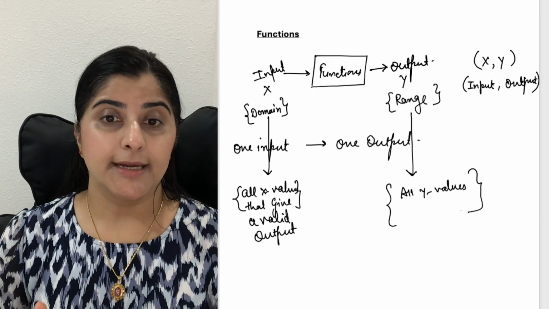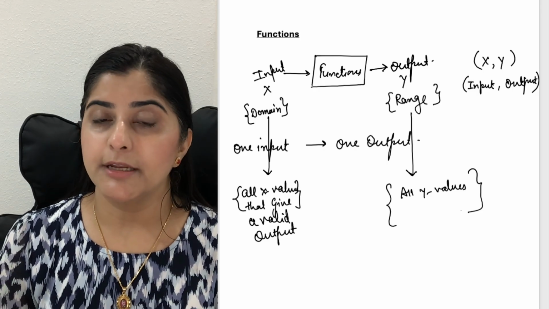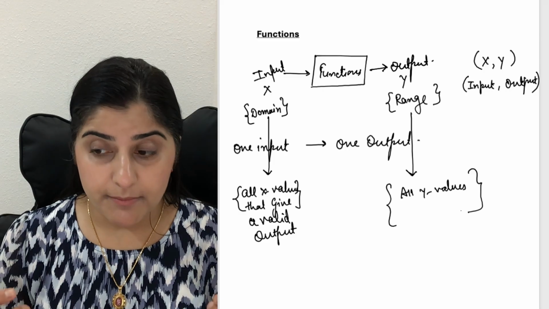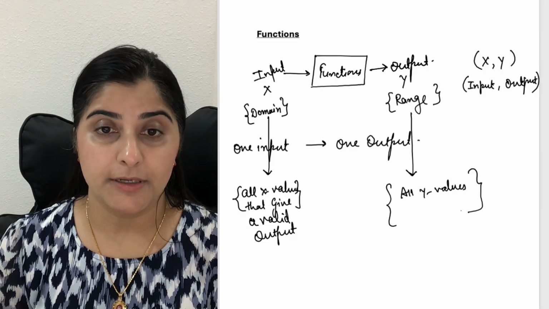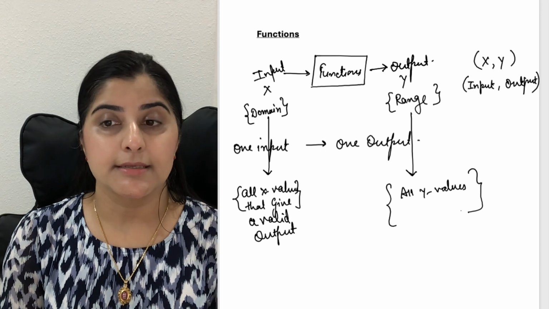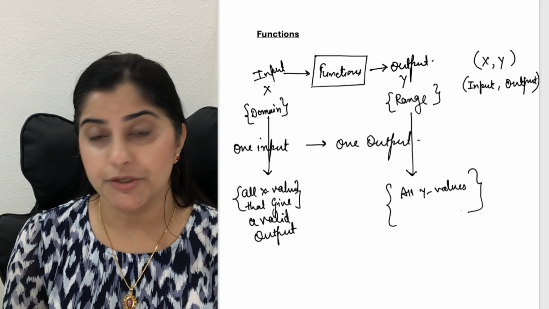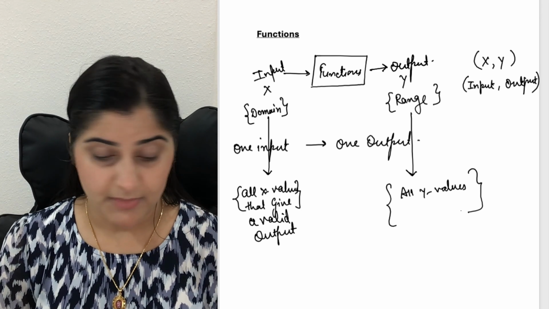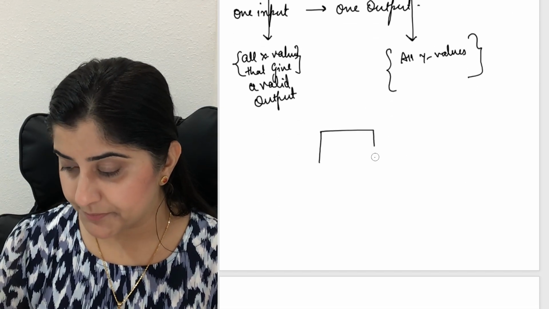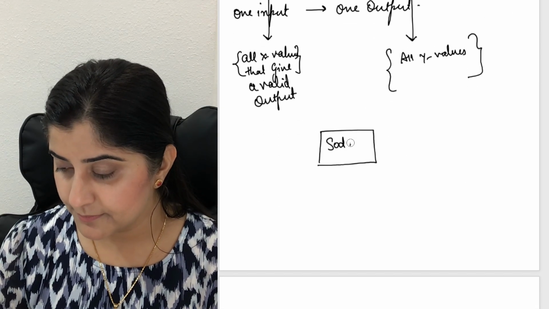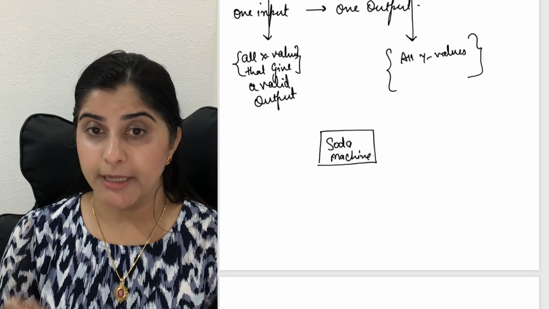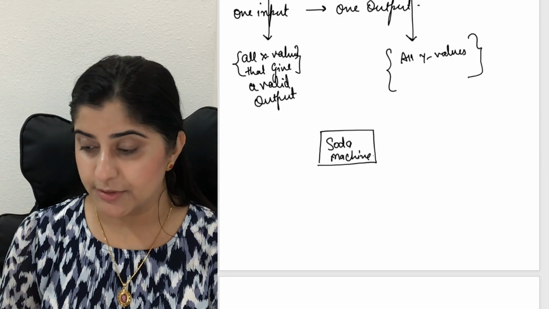It's not the case that in every function we can input everything and get a valid output. There may be some restriction on the domain of a function, and similarly we cannot get everything as an output. We may have some restriction on the output set as well. For example, let's talk about a soda machine. A soda machine is a function. We input something and we get an output.